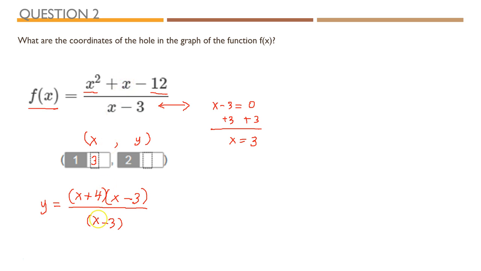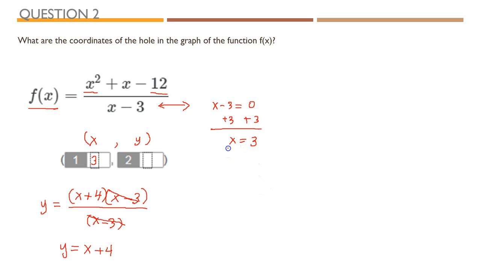So now in the denominator we have x minus 3, in the numerator we have x minus 3. We reduce the fraction, and we end up with y is equal to x plus 4. y equals x plus 4.